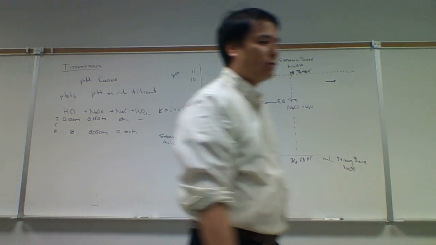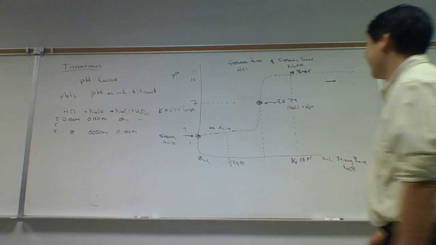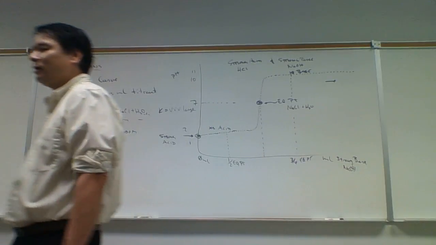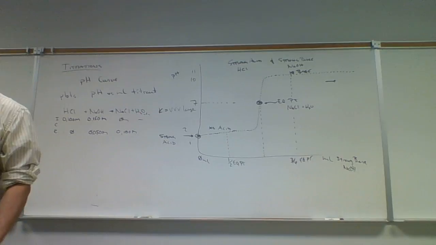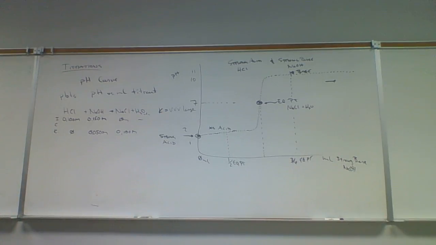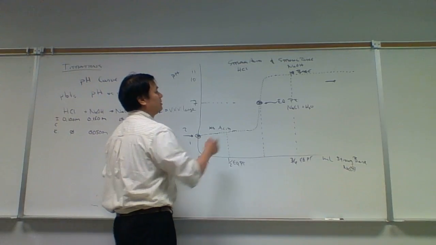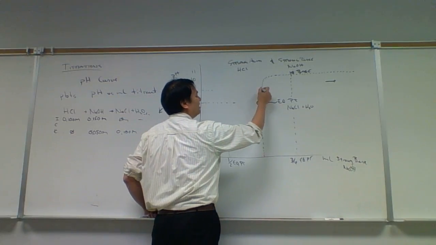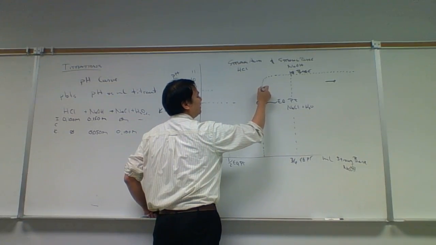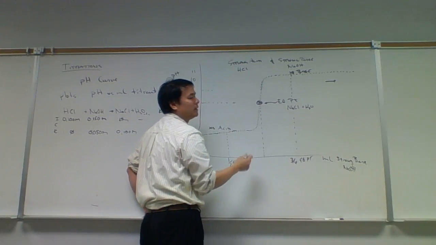Now, the equivalence point is different than the end point. What is the end point of this titration? Do you know where phenolphthalein starts to turn pink? At what pH? Phenolphthalein doesn't start to turn pink until about pH of 9. And so here, around here, you're going to start to see phenolphthalein turn pink. I don't have any pink color here.